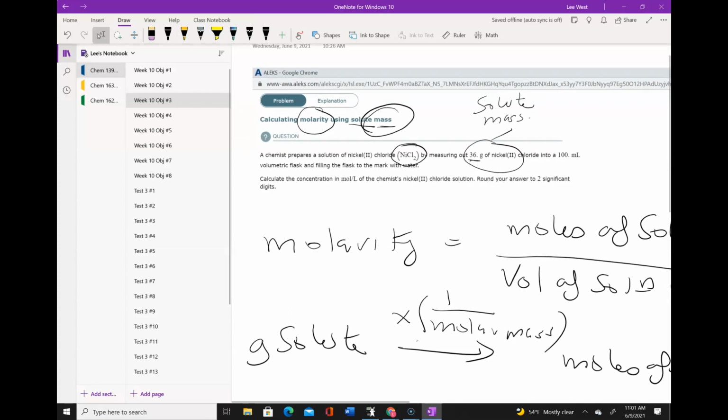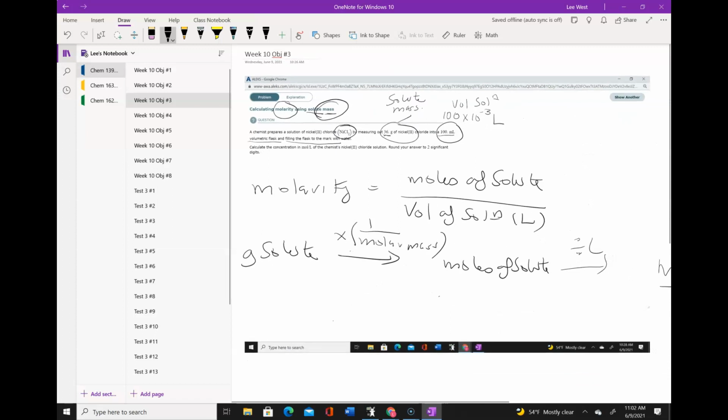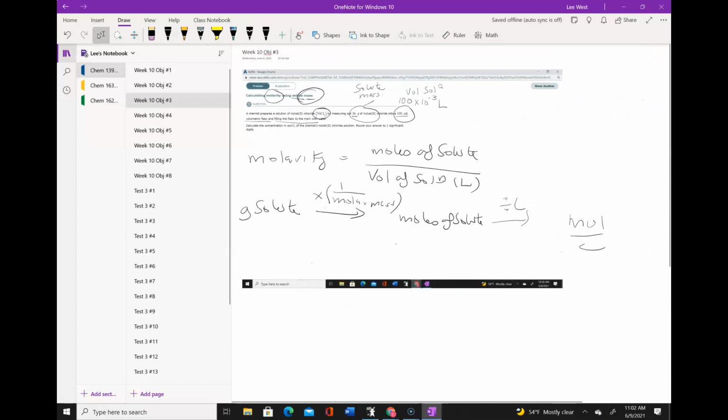And then it says we're going to put that into a 100 ml volumetric flask and fill the flask up to the mark with water. So this is our volume of the solution. Now, it's important to recognize that this is given in milliliters, so we want to turn it into liters by replacing that decimal prefix with its power of 10. So now we look like we're good to go. We just need one thing, which is the molar mass of nickel chloride.